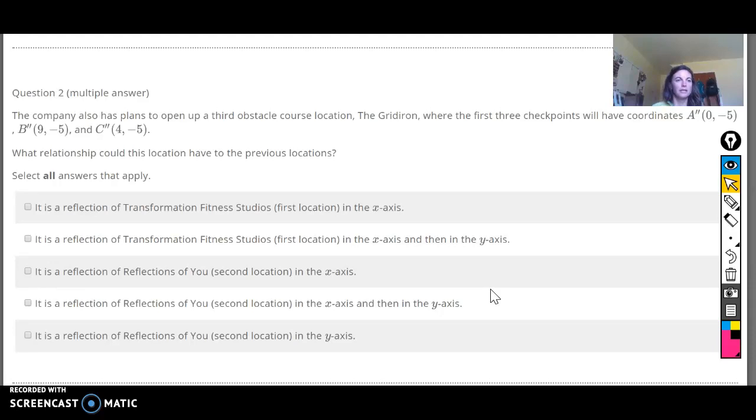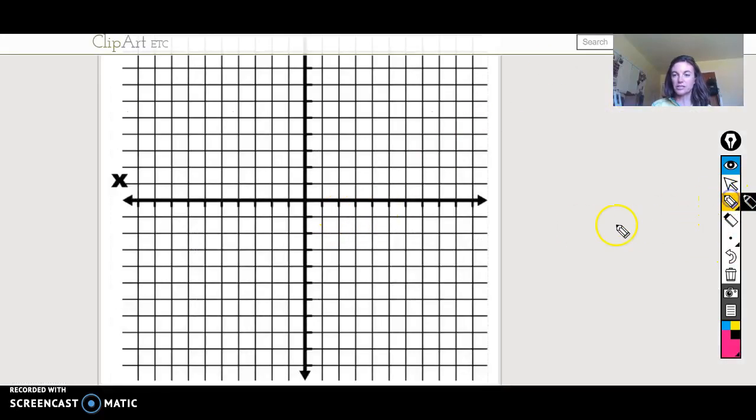Question 2. The company also has plans to open up a third obstacle course location, the Gridiron, where the first 3 checkpoints will have coordinates of 0 and -5, 9 and -5, and 4 and -5. Okay, so then we want to know how this relates to the other 2 locations. All right, so let's go back to our grid and we're going to mark our first several locations. Okay, so we've got 0 and 5, -4 and 5, and -9 and 5.